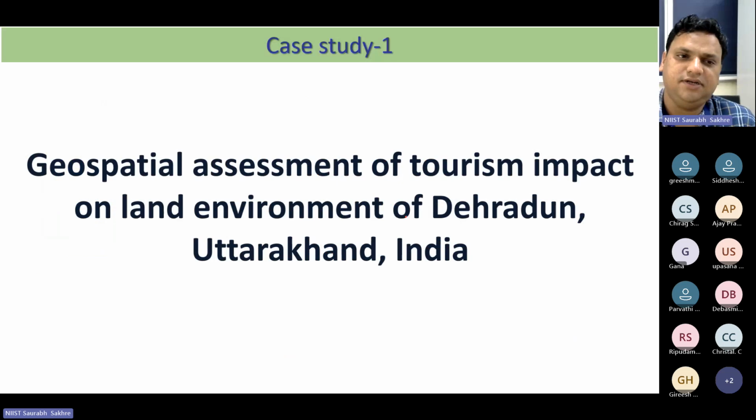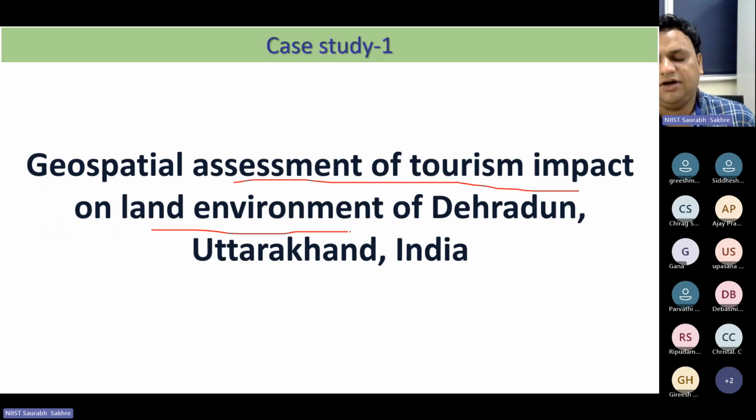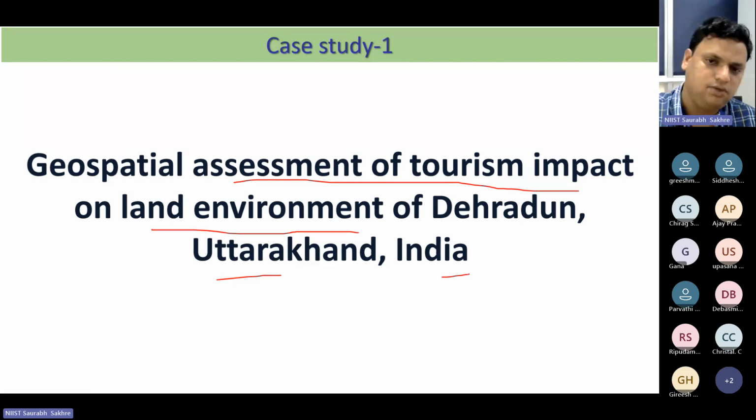So my case study one is geospatial assessment of tourism impact on land environment of Dehradun, Uttarakhand, India. Now you can see from the name, geospatial assessment of tourism impact on land environment of Dehradun. It means if the tourism is increasing, if the tourists are increasing, it will have an impact on the land environment of Dehradun. Maybe due to construction of hotels, parking lots, temporary camps, or any one of these. Okay, there will be impact. So we will try to find out in this one.